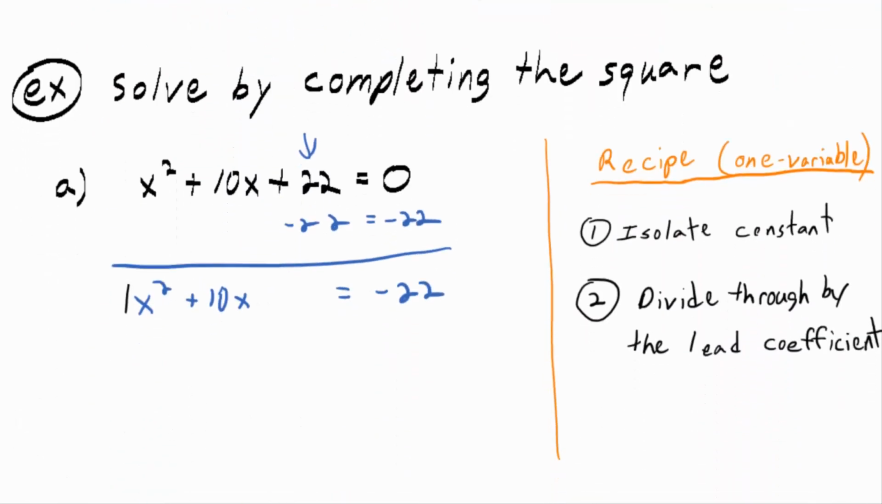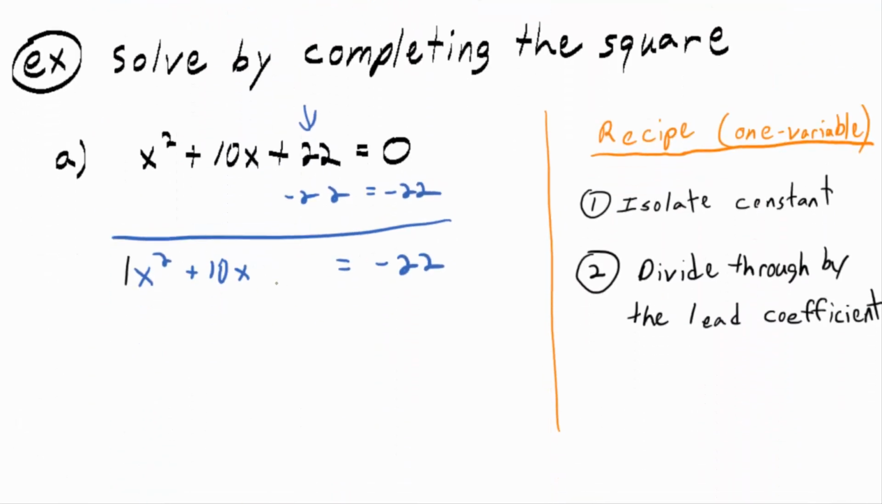Now, it won't be 36 here, but what we're trying to do is find the number. Let's put it in a box. We're trying to find a number we can add here. So we'll put it in the box here. To make it so that we have x squared plus 10x plus something else, and that something else makes it a perfect square trinomial on the left side, so it factors to be some binomial squared.